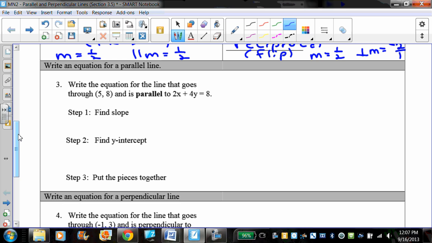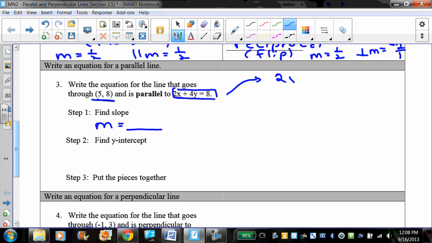Here it says in number 3, write the equation of the line that goes through this point right here, 5/8, and is parallel to this line right here. Now, again, you notice it's step 1, 2, 3, just like our note guide 1. And so we do need to find the slope. Now, we saw in the key point above that the parallel lines have the same slope. So if I can figure out what the slope is of this line, then I have already my slope for step 1. Now notice it's in standard form. We need to switch that over to slope-intercept form.